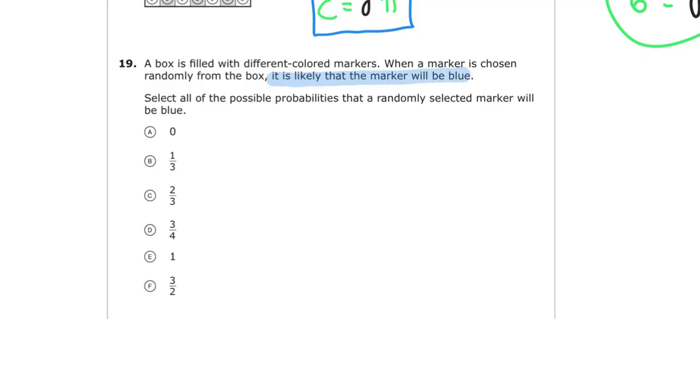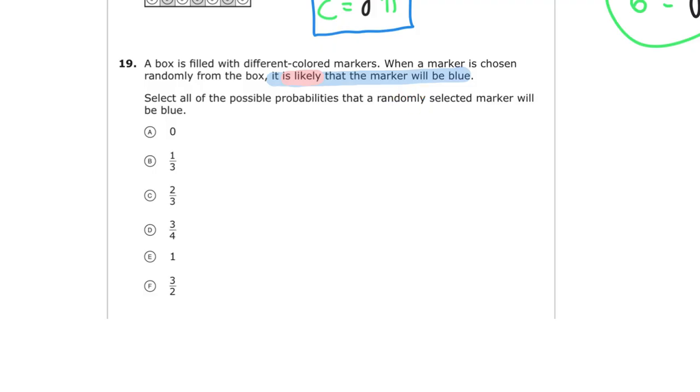The fact that it's likely, that means that it's over 50% chance that you're going to pick a blue marker. What does that mean? That means that more than half of the markers in the box are blue. Okay. Select all the possible probabilities that a randomly selected marker will be blue.